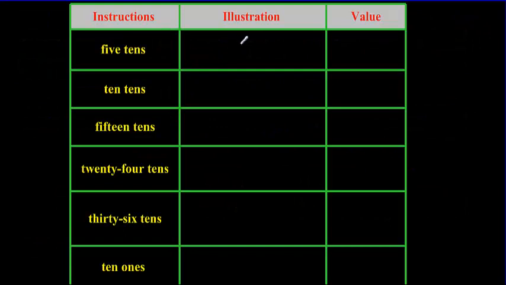Here you have a chart. You have to show me an illustration of 5 tens. Draw what 5 tens looks like and tell me the value. That's all you got to do. Illustration and value for all of these questions. Okay, we'll be back in a minute.